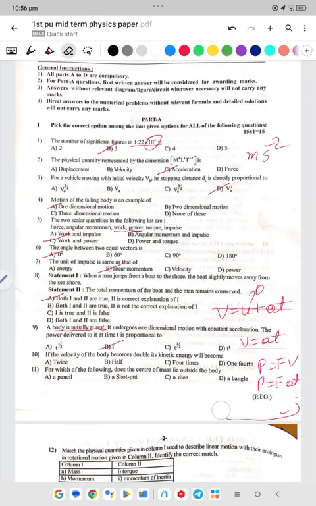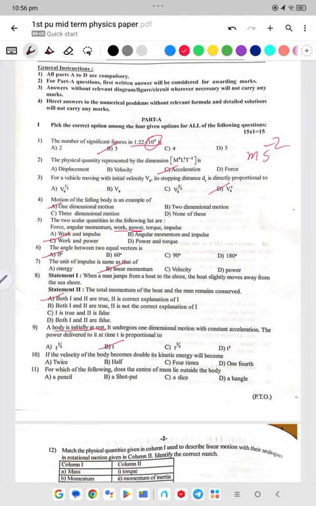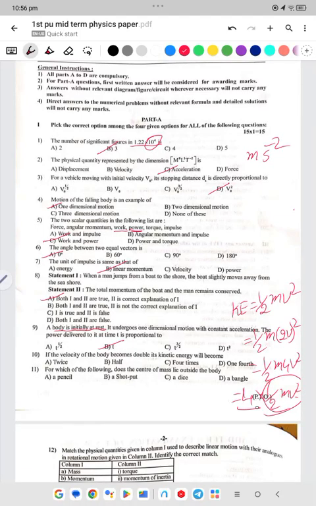Next one is, if the velocity of a body becomes double, its kinetic energy becomes what? It becomes 4 times. KE is equal to half mv square, that is equal to half m into 2v whole square, that is half m into 4v square. I can write it as 4 into half mv square, right? So half mv square is the original KE, so it becomes 4 times.